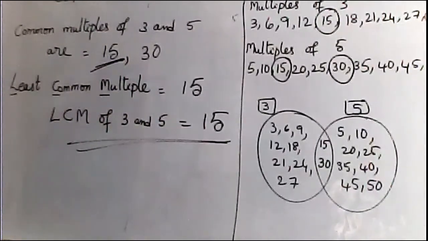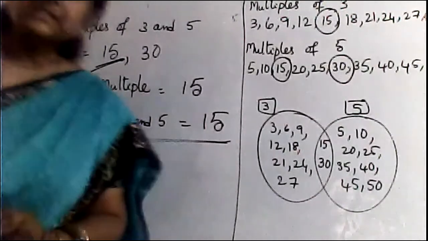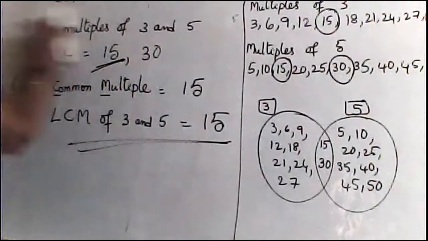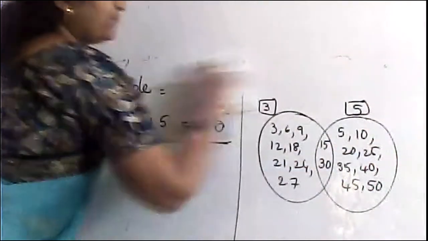Did you understand? Yes, ma'am. Now let us find the least common multiple of 2 and 7. Do it and tell me. Who will say first? Let us see.